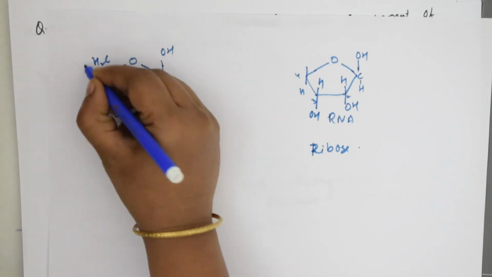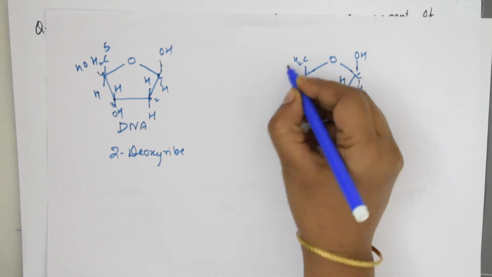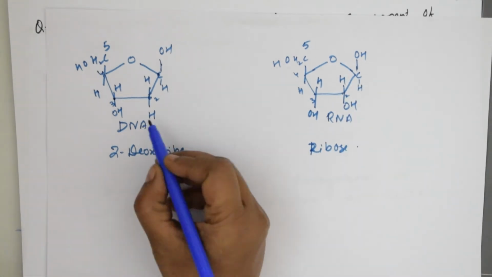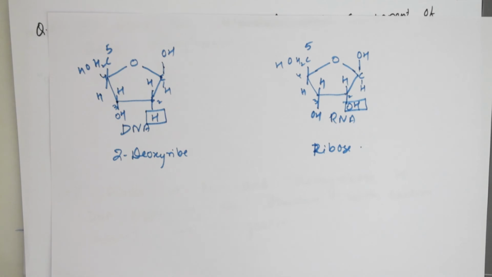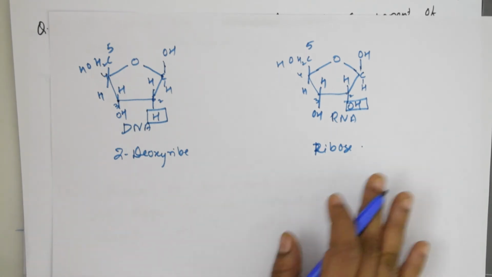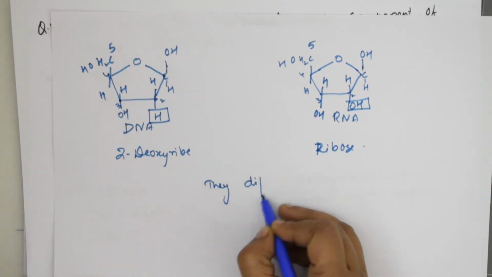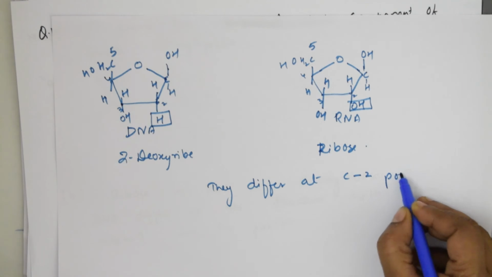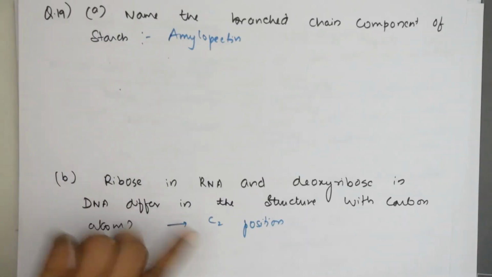This is CH2OH. This is the fifth carbon. Here also CH2OH, the fifth carbon. Okay, hope you understand this. So first carbon, same. Second carbon, this is different. Let us put this in the box, OH. So that's the reason we say deoxyribose and ribose, they differ at which position? They differ at the C2 position. That is your answer. Hope this is clear, students. So this is why I have directly written the C2 position.